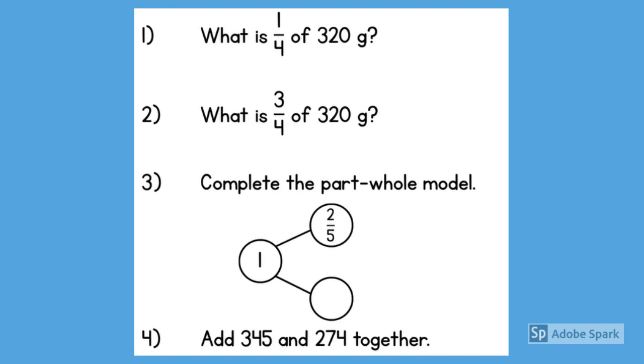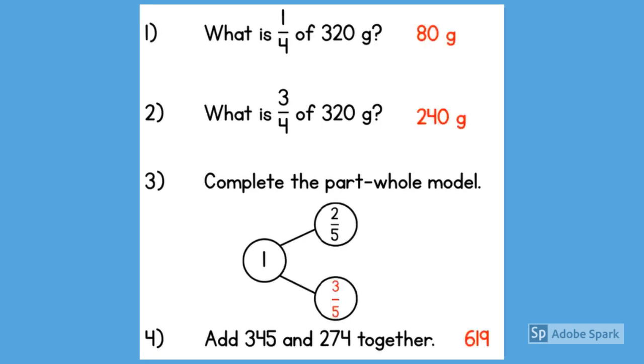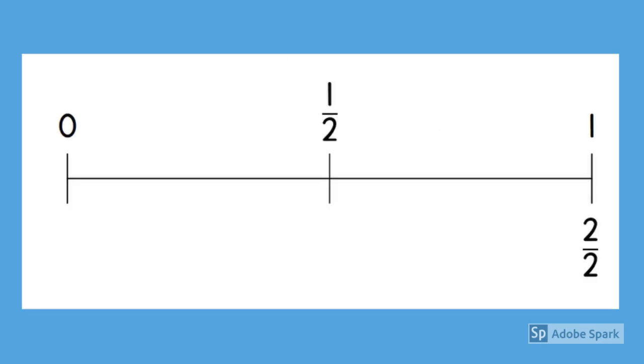Let's start off by looking at some previous work. Questions 1 and 2 should be easy. Just remember to use bar modelling. It doesn't matter that they are using grams. Just look at the number 320. In questions 3 and 4, you may have to look a little bit further back in our work. Pause the video while you check your answers. Remember to complete any corrections.